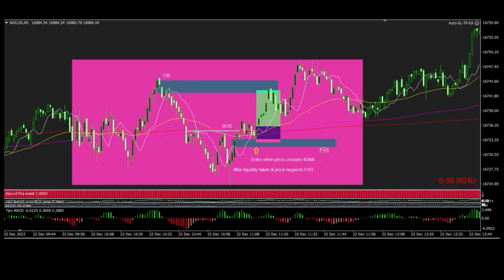In this example, we see price took liquidity on this downside move. Then price broke structure, created a fair value gap while it broke the structure, then retraced back into that fair value gap. Now, normally what you're looking for is a move to 50% of this impulse leg. But because of this fair value gap, you can be confident that price is going to leave this open until later.